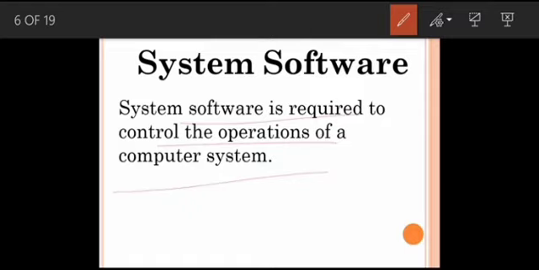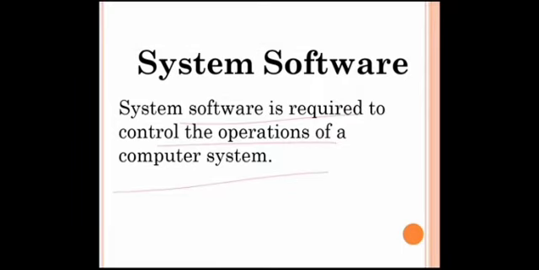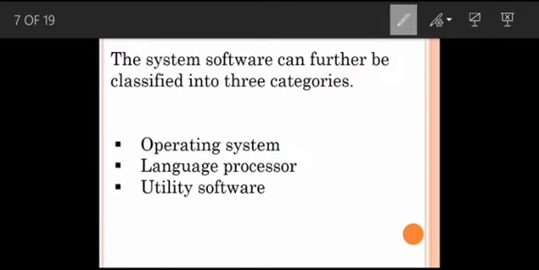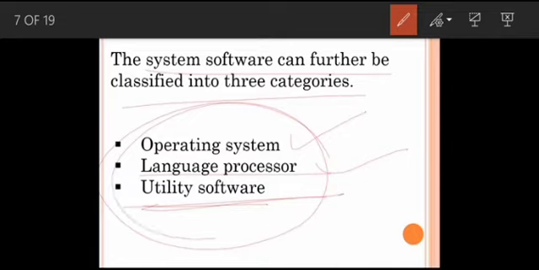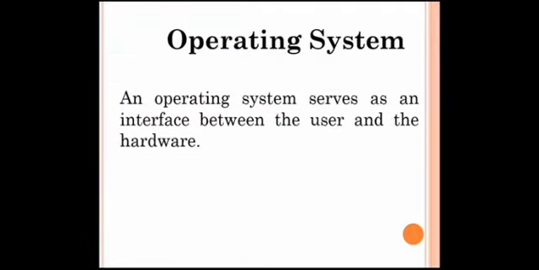So, we'll study first all the three categories of system software. As I have already discussed, computer system software is basically divided into three main categories: operating system, language processor, and utility software. We will study every type in detail. So we'll start with the operating system.